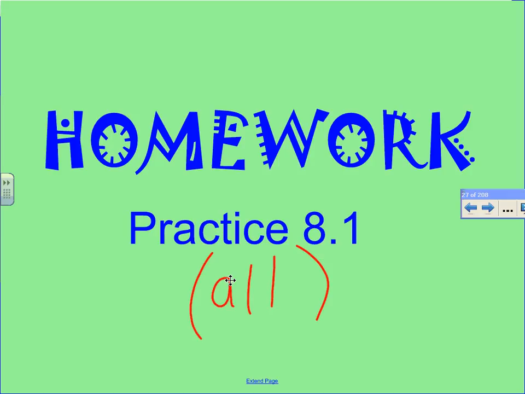Does anyone need me to review plotting a point? Give me a head nod. Anyone need me to review plotting a point? Yeah. So it's always x, comma, y. So let me write this up here. If x is positive, you go to the right. If x is negative, you go to the left. If y is positive, you go up. If y is negative, you go down.